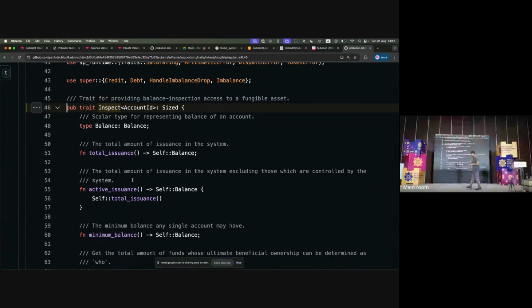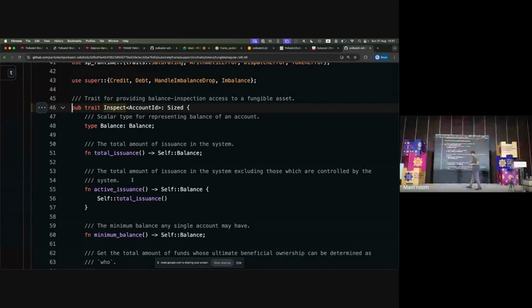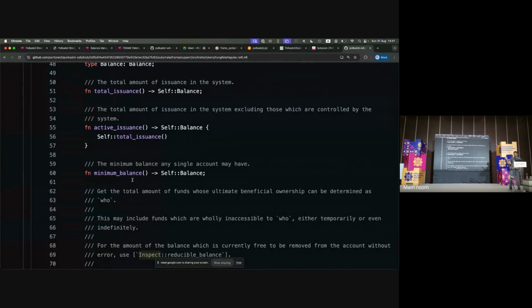Okay, the first trait we will look at is, okay, so forget about holds and reserves. Maybe holds, I'm sorry, frozen. The first thing you need to do is maybe you just need to interact with balances somehow. You need to check how much balance some user has. Let's just, so basically, okay, how do I say this?